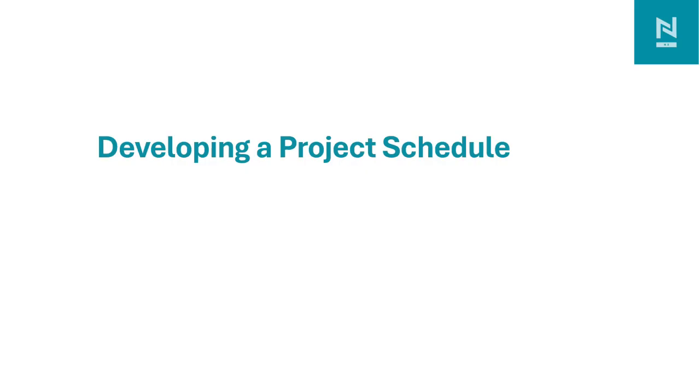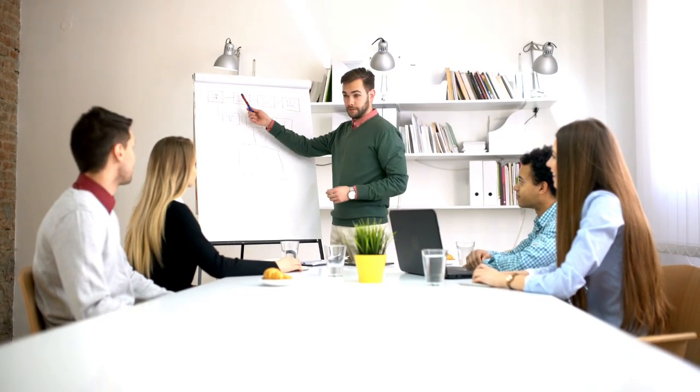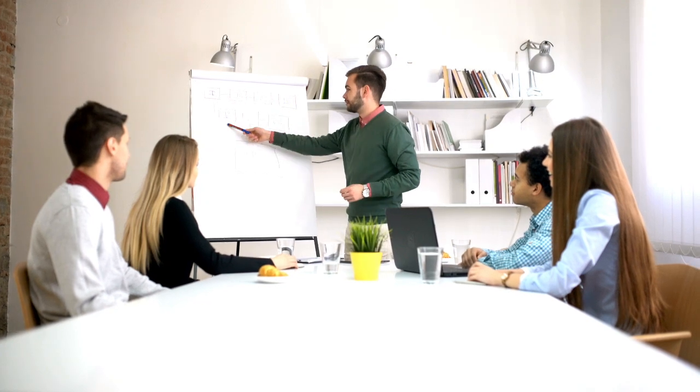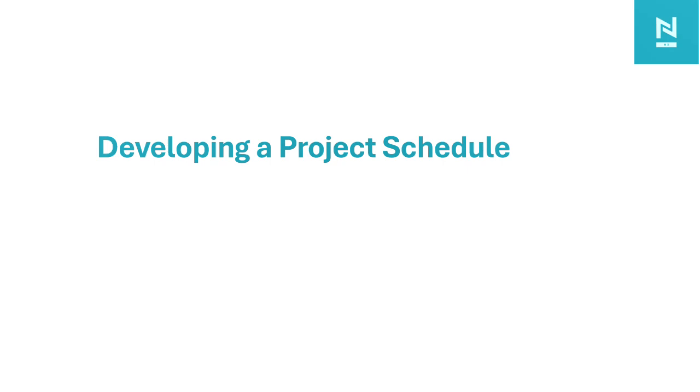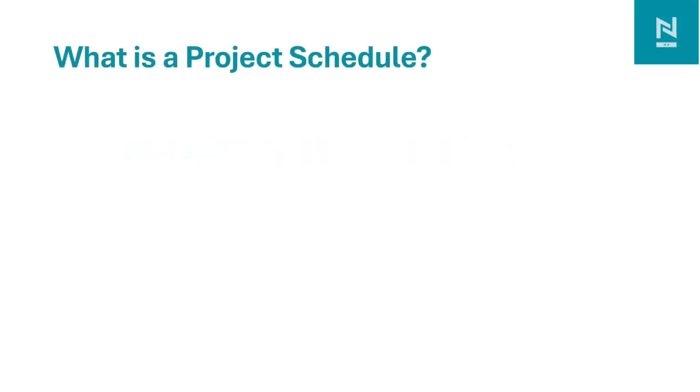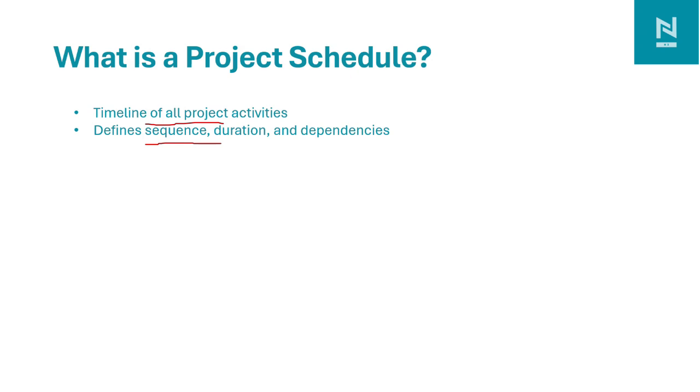In this video, I will be presenting on developing a project schedule. It is a fundamental component of project management that ensures structured planning, effective control, and successful delivery of the project. Let's understand what a project schedule is. A project schedule is a detailed timeline that outlines the project activities. It defines the sequence in which the tasks must be performed, their duration, and the dependencies between them. It serves as a core tool for both planning and controlling project execution.